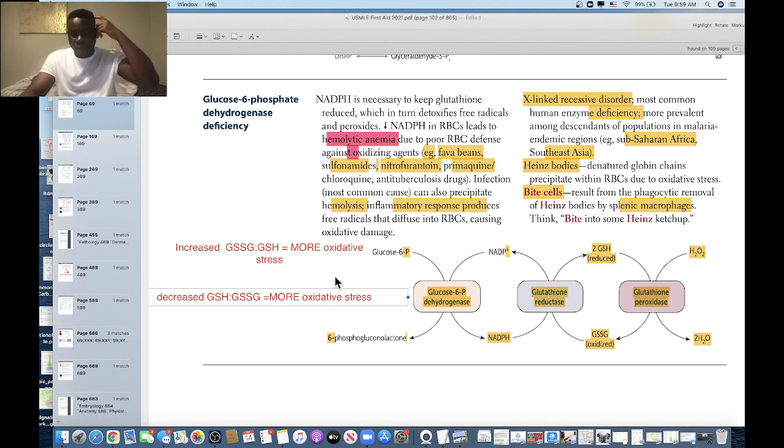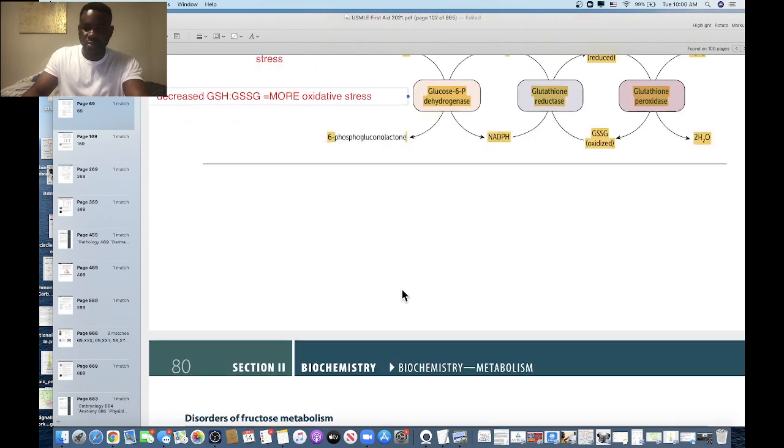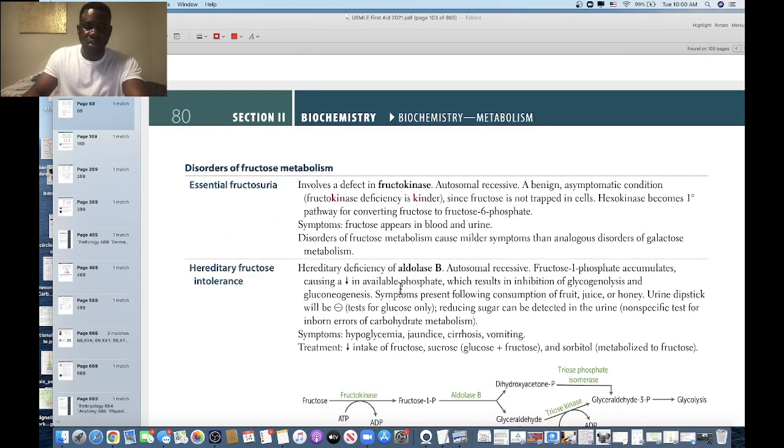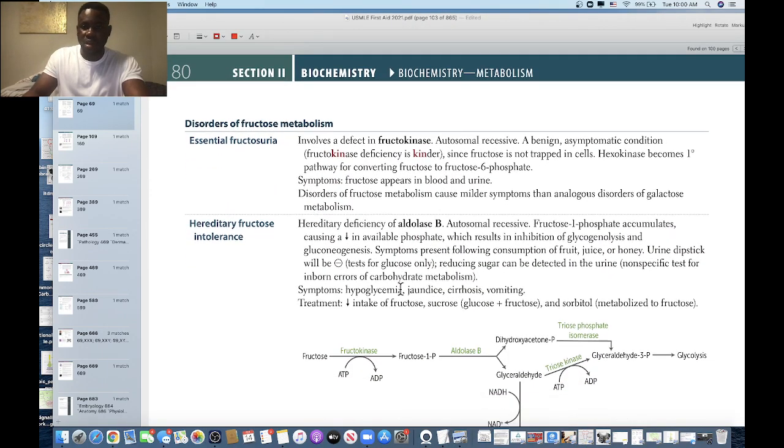So if we want to measure how much oxidative stress is happening in a cell, we measure the ratio of GSSG to GSH, and then we'll be able to determine that. Now, just something to chip in, very, very high yield. NBMEs love that.